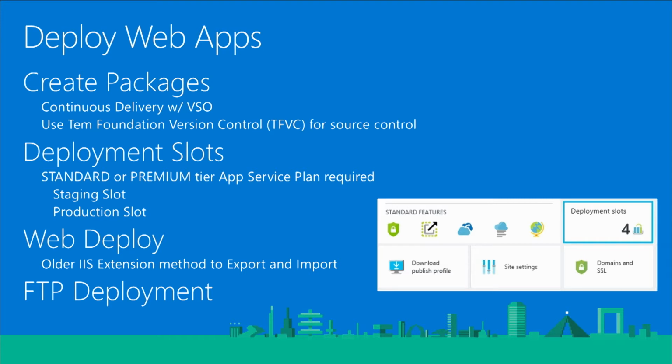You can deploy using web deploy, either directly using PowerShell, grabbing a web deploy package from an IIS instance and doing a web deploy deployment, or from Visual Studio, where if you right click and deploy to a web app, behind the scenes it's doing web deploy for you. You can do an FTP deployment, which is exactly what it says, deploy files via FTP.